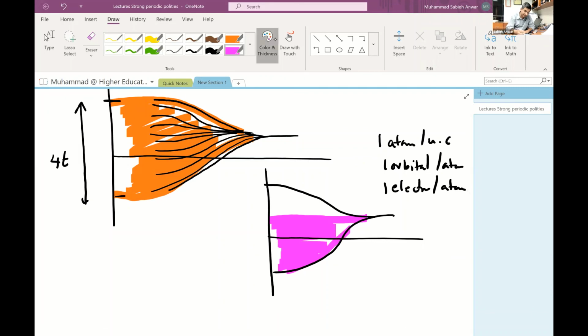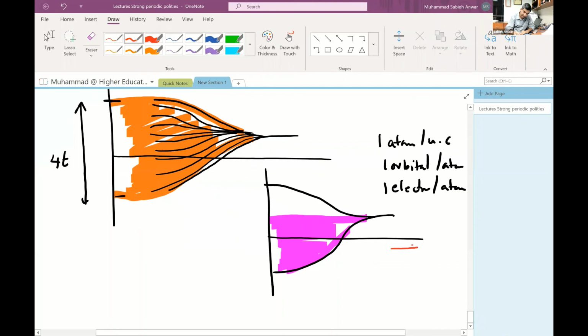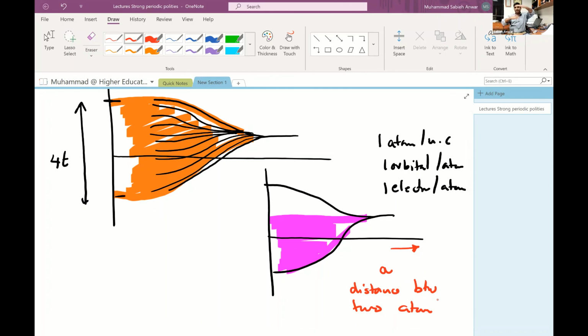By the way, what is this axis here? This axis represents A, or the distance between two atoms in the chain. If the atoms are brought closer and closer together, the T goes up, the bandwidth goes up, the hopping integral, also called the exchange integral, goes up, and the bands spread out.